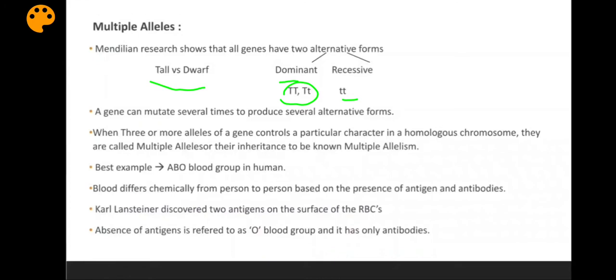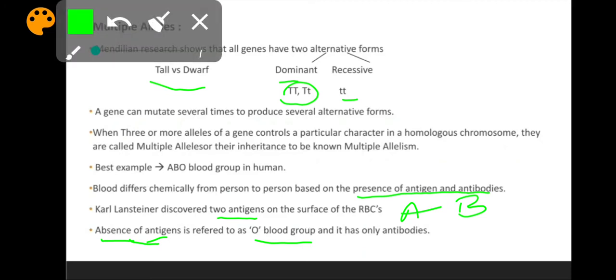Example: ABO blood group in human beings. Blood group differs from person to person based on the presence of antigens and antibodies. Carl Landsteiner discovered two types of antigen, A antigen and B antigen, on the surface of RBCs. Blood group is determined by the presence of antigens and antibodies. If the person has A antigen, the person is considered as A group. If there is no antigen, it is considered as O blood group.